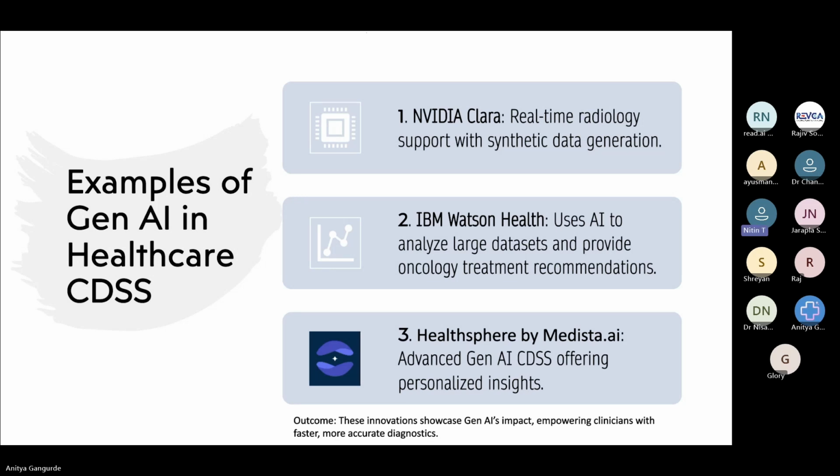Basically, if we provide a CT scan, MRI scan, X-rays and all, it can identify the disease condition in that. But it is not a properly pure CDSS where advice on treatment recommendations will be given. IBM Watson Health is basically an oncology platform, so it delivers oncology treatment recommendations. The third one is Healthsphere by Medista AI, which we are exploring in a short while. It is a purely advanced Gen AI offering personalized insights.